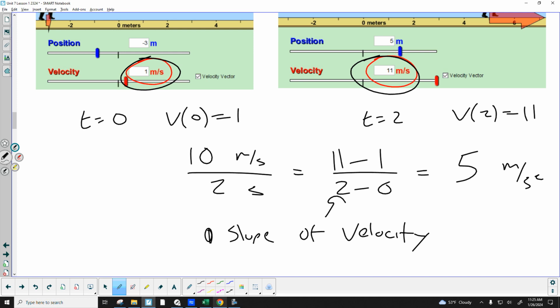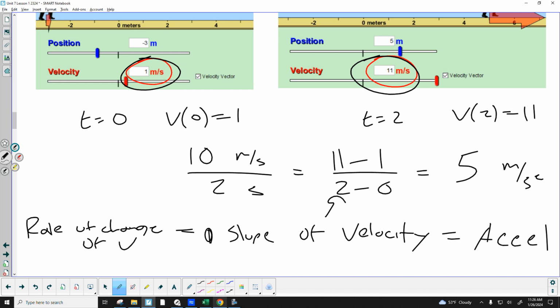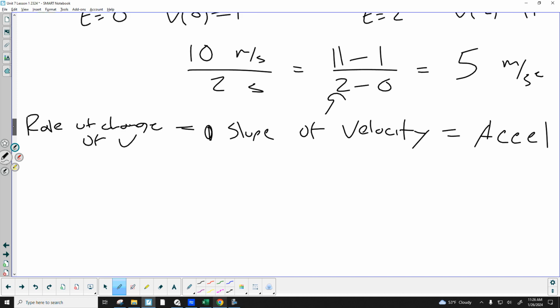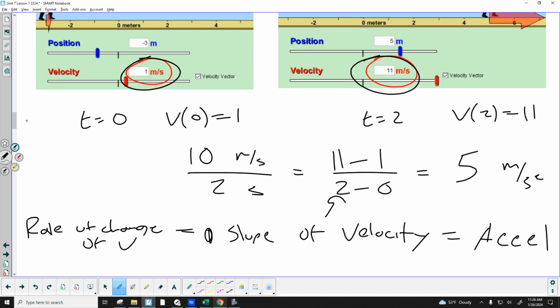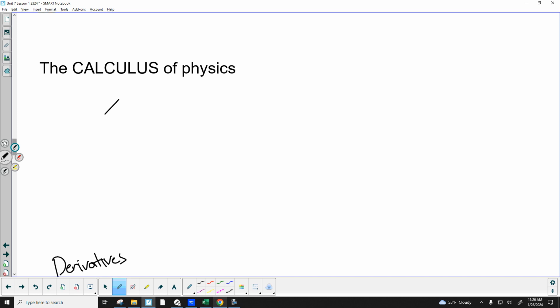Cool? The rate of change of velocity. What is the physics word that you've used for meters per second squared? Acceleration. Let's think about position, velocity, and acceleration.